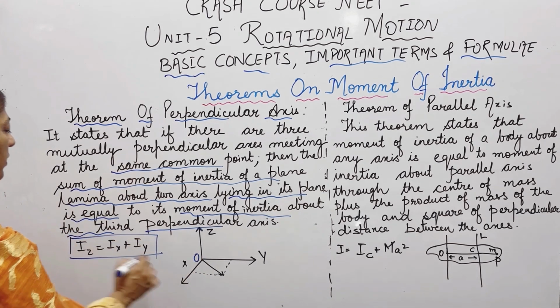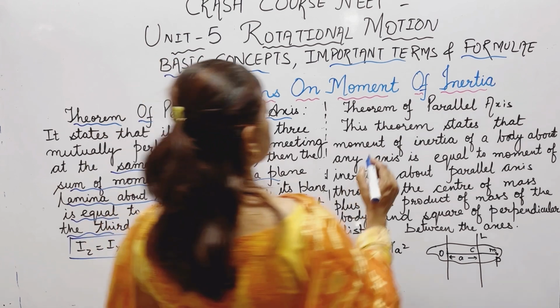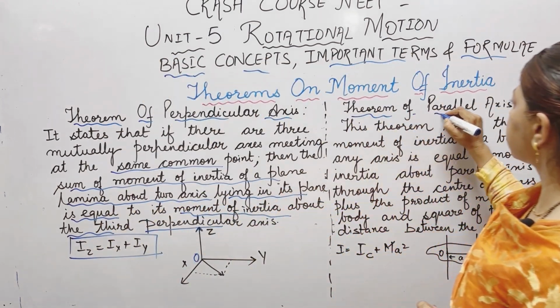So this is the statement, and this is the conclusion of the theorem of the perpendicular axis. The next is about the theorem of parallel axis.